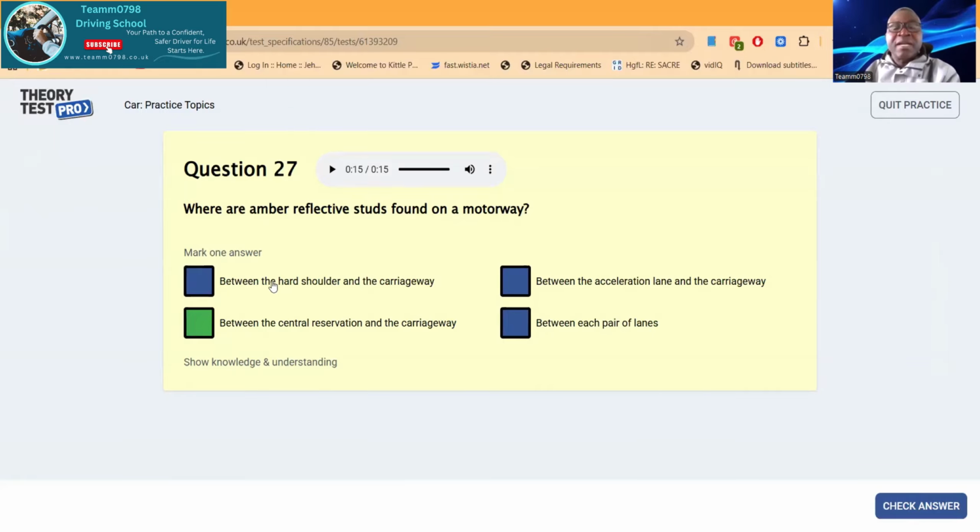Okay, so let's look at the answers again. Between the hard shoulder and the carriageway, no, the hard shoulder is on the other side. Between the acceleration lane and the carriageway, no, that's wrong. So it's between the central reservation and the carriageway. And between each pair of lanes, that will be the white one.